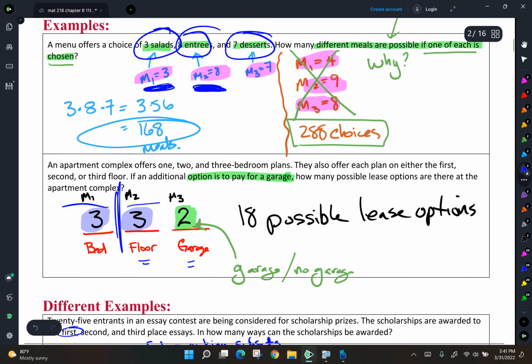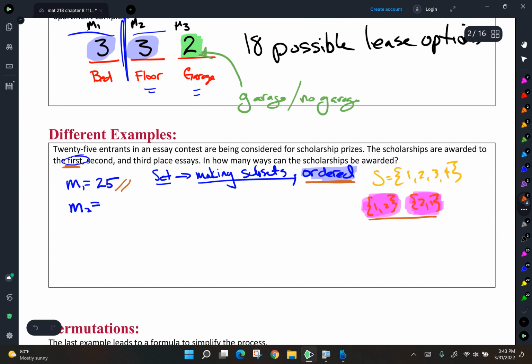I have picked 1 person to be the first place winner. That is the first place winner, and there were 25 ways to do it. Now I need to pick someone to be a second place winner. I cannot pick the same person I just picked, so I only have 24 left to choose from. And so I have 24 choices. And then I need to pick a third place winner. Well, I've already picked 2 people out of the pile, so now I'm down to 23, because 24 minus 1, 23.